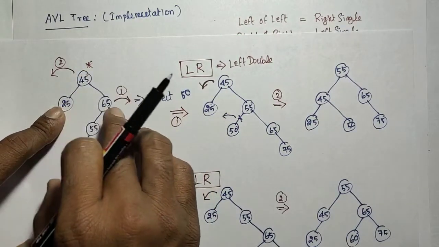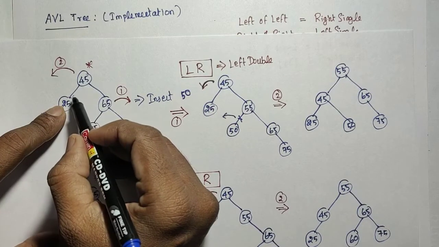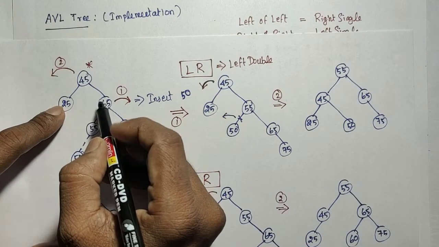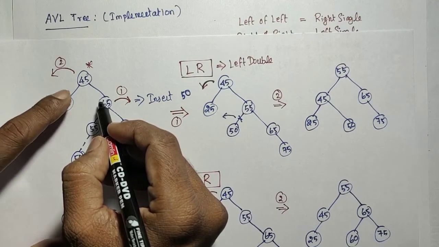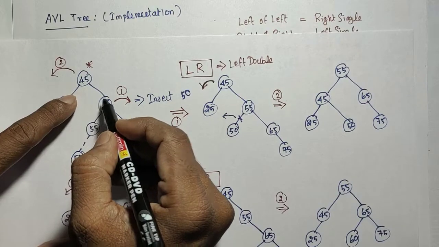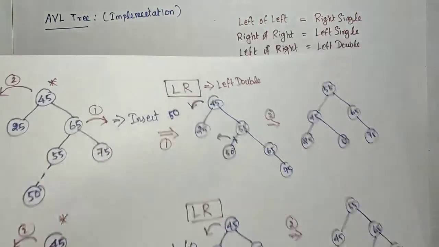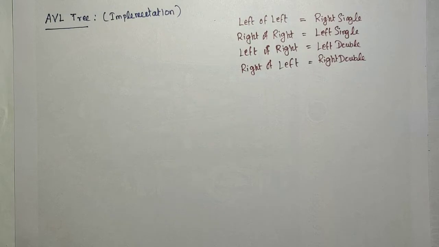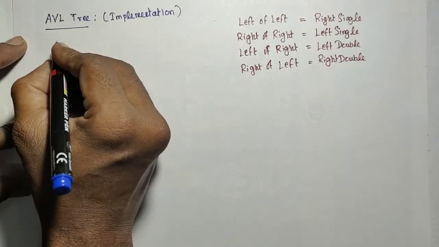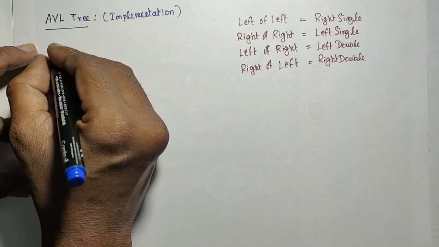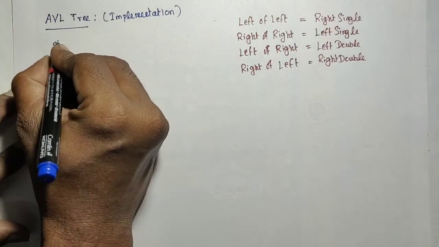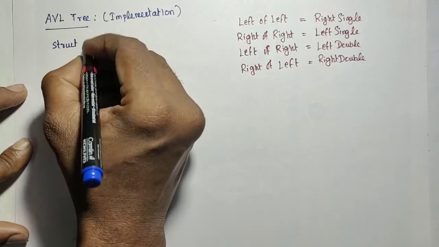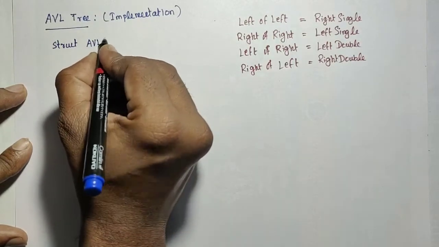Every node has the data, the left and right, as usual in the binary search tree and binary tree. But additionally, we are going to add one more property for each node called height. So every node contains four kinds of information: data, left, right, and height. So I'm going to modify the structure of the node. A BST node will have only the data, left and right. Now I'm going to create a struct AVL node.